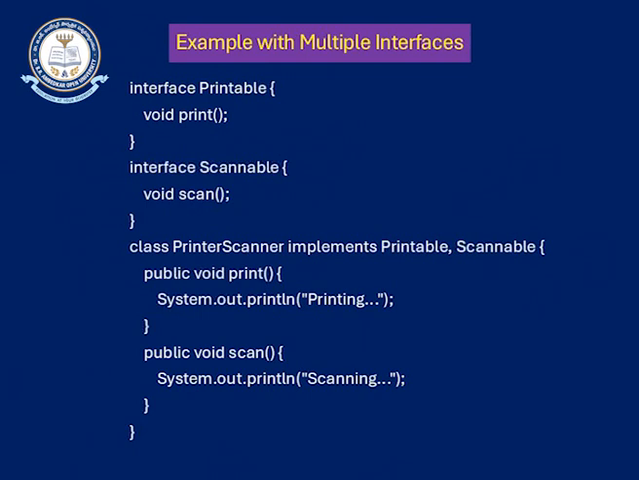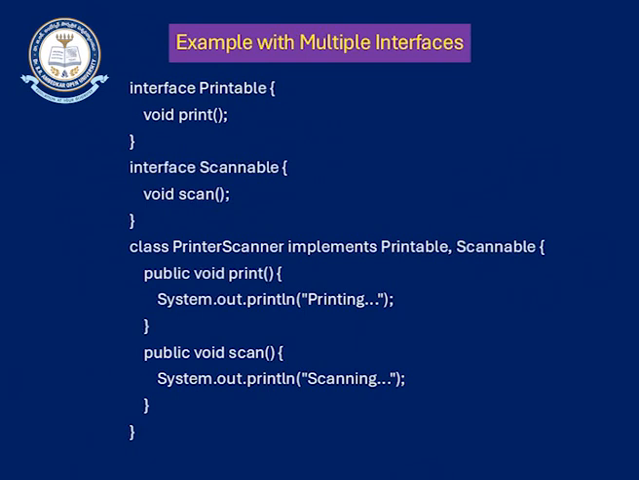This is the example program for multiple interfaces. Multiple interfaces means more than one interface. So I created two interfaces, one is Printable and another one is Scannable. So again I am implementing those using the implements keyword. I am implementing Printable and Scannable into the Scanner. Scanner is also one type of interface. Here I am creating three interfaces in total: Printable, Scannable, Scanner.